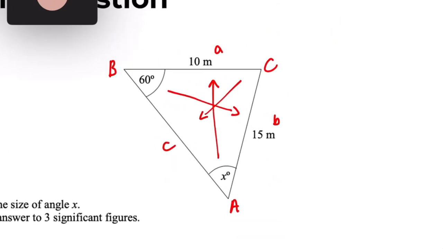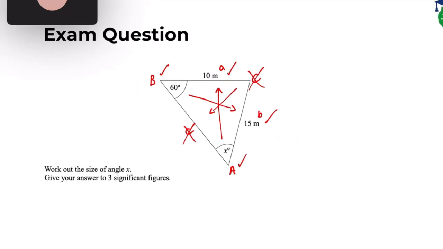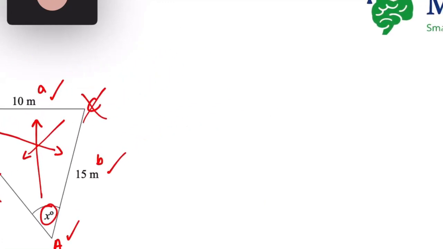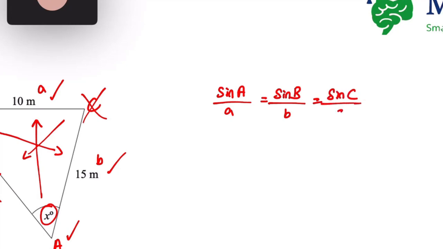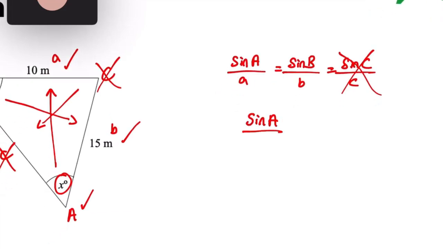Okay, now which letter do we not need? We need A, definitely, because A is X. We need B because we're given everything about B. We're given the angle and the side. We're not given anything about C, so we can just scrub that and cross it off. If we write down our formula, we're working out an angle. So it's going to be sine A over a equals sine B over b equals sine C over c. And we've just scrapped C, so we're going to scrap it from our equation as well. Okay, so we have sine A over a equals sine B over b.